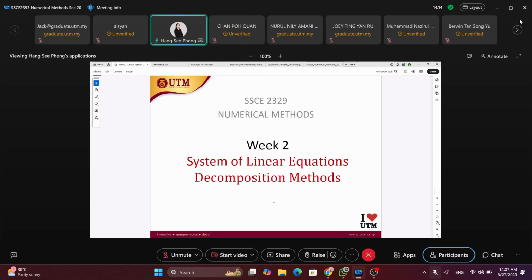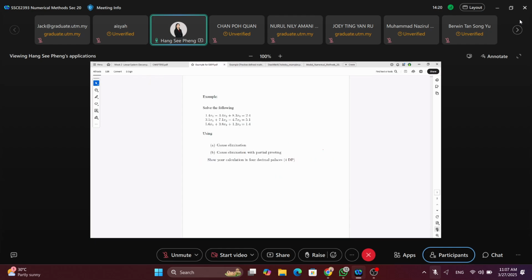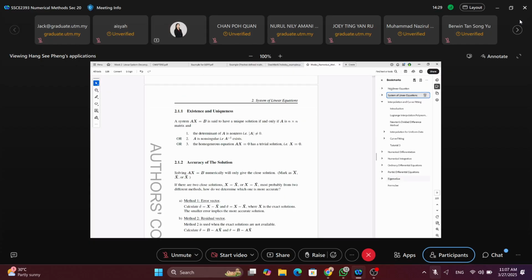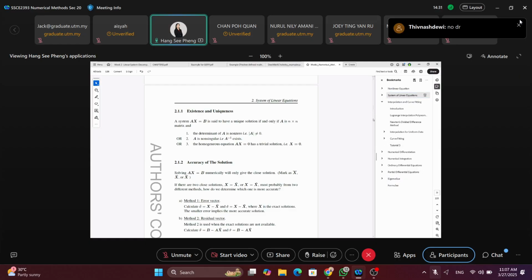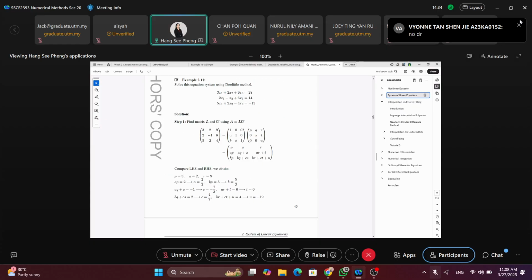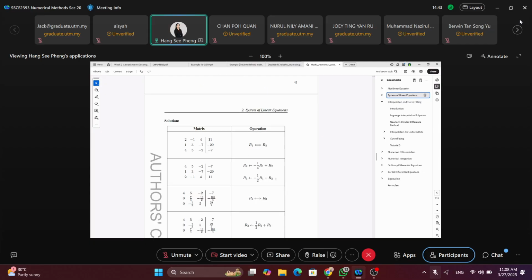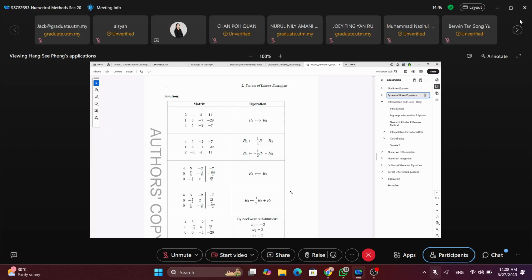For a system of linear equations, we can solve it using Gauss elimination. Have we discussed this? I think not yet. So I will show you the template of the table. When solving by Gauss elimination with or without partial pivoting, we can form a table like this. You put a matrix here and you put the operations. After these operations, you obtain this matrix, and after the next operation, you obtain the next matrix.